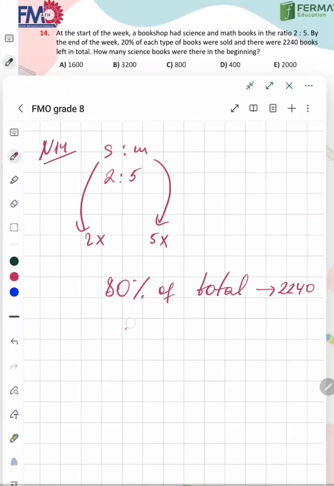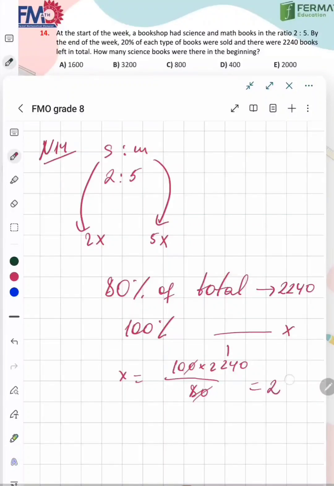All right, so let's find the 100% of the total. To find it, we multiply 100 by 2,240 divided by 80. Let's simplify this part: 22 divided by 8 is 2 times. In 64 we have 8 times, and then 0 and another 0. So 2,800 was the total books initially.